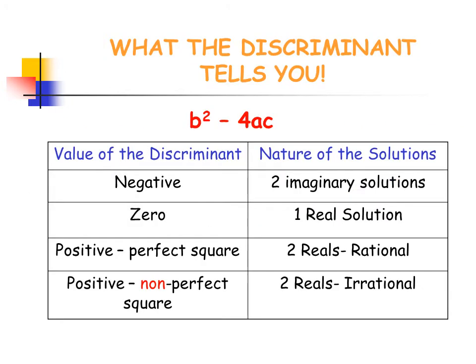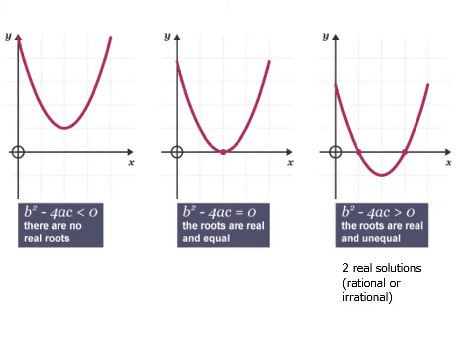If the discriminant is negative, you will have two imaginary solutions. We haven't really talked yet about imaginary solutions, but we'll get to that shortly. If the discriminant is 0, you will have one real solution. And if the discriminant is positive, you will have two real solutions. If it's a perfect square, you'll have two rational solutions. And if it's not a perfect square, you'll have two irrational solutions.